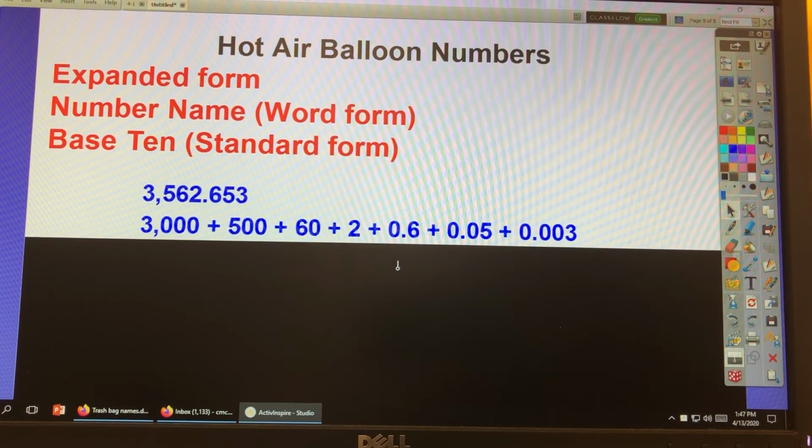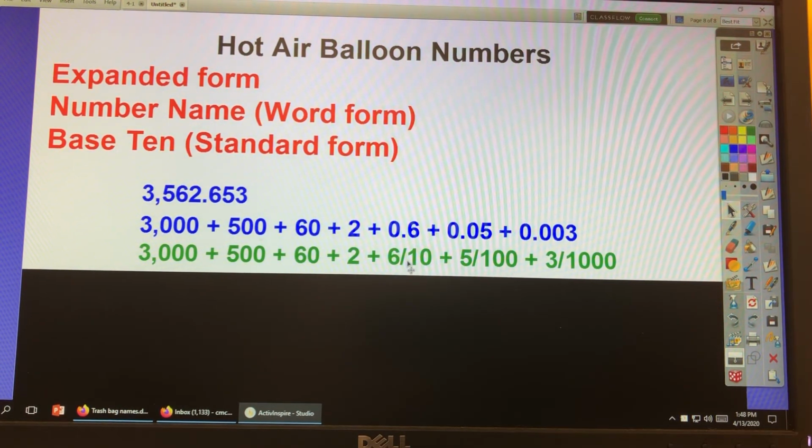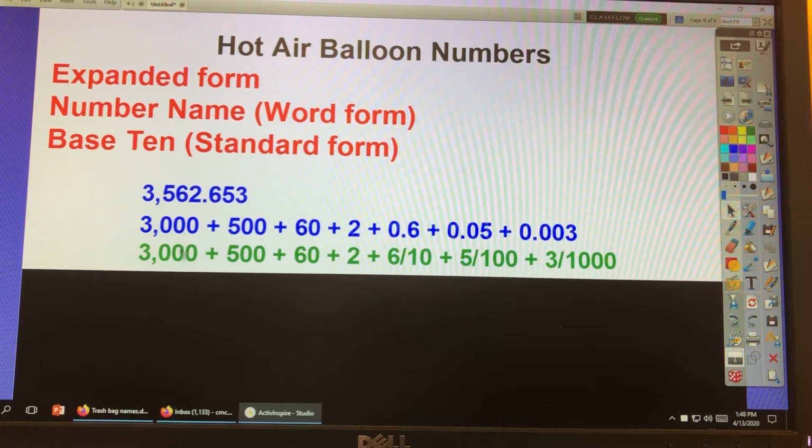Okay, so we're going to move on and look at how you would write this in expanded form in the fraction format. So the first 4 digits are going to stay the same, 3,000 plus 500 plus 60 plus 2. And when you get to the 6 in the tenths place, we would write 6 tenths like so, 6 over 10. The 5 is in the hundredths place. It would be written as 5 over 100. And then the 3, which is in the thousandths place, would be written as 3 over 1,000.